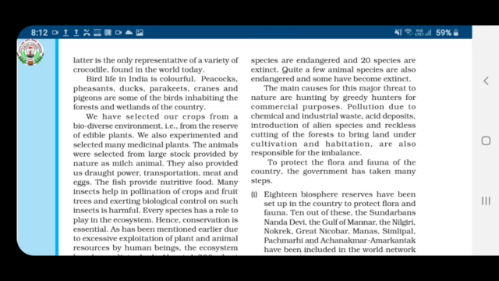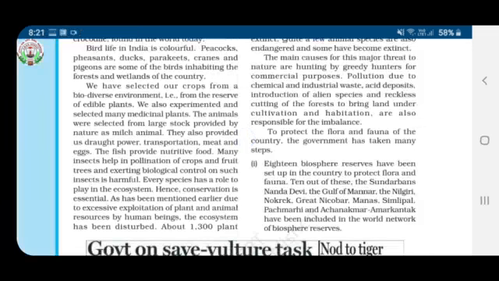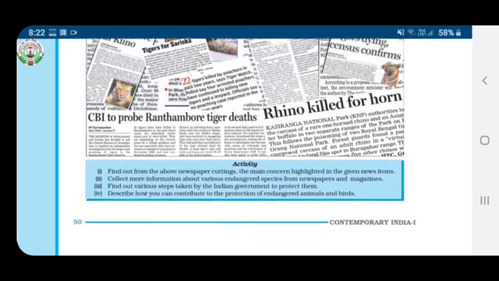To protect the flora and fauna of the country, the government has taken many steps. Let us see now. 18 biosphere reserves have been set up in the country to protect flora and fauna. 10 out of these, the Sundarbans, Nanda Devi, the Gulf of Mannar, the Nilgiri, Nokrek, Great Nicobar, Manas, Simlipal, Pachmarhi, and Amarkantak have been included in the World Network of Biosphere Reserves.